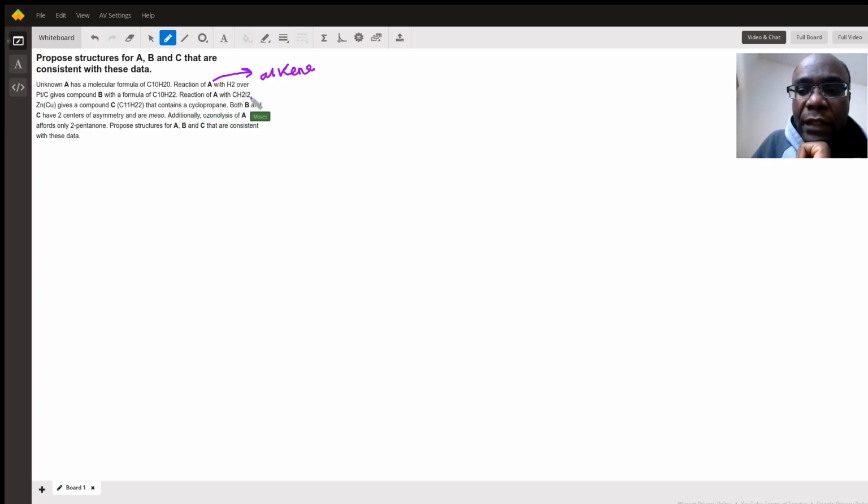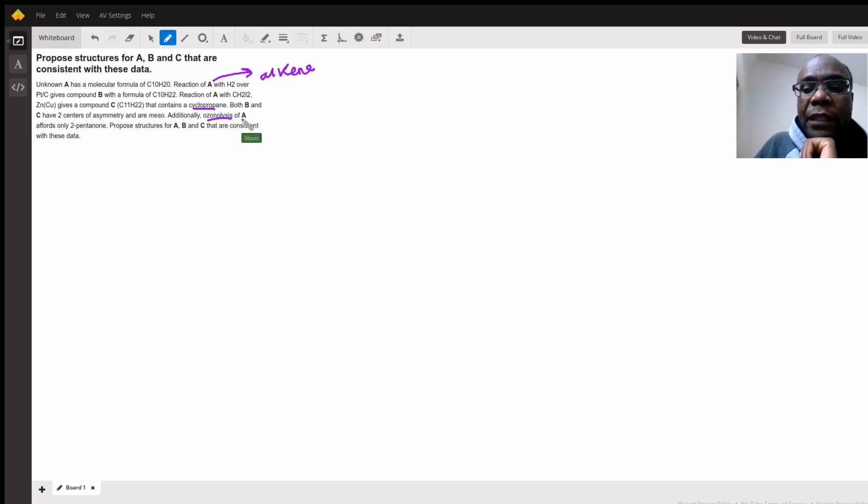Reaction of A with CH2I2 and zinc gives compound C. That's called a cyclopropanation reaction. And as you can see, A has 10 carbons, C has 11. You are going to gain 1 carbon. A has 20 hydrogens, C has 22 hydrogens, so you gain 2 hydrogens. So you're adding a CH2, making a ring. Both B and C have centers of asymmetry and are meso. We'll define that later.